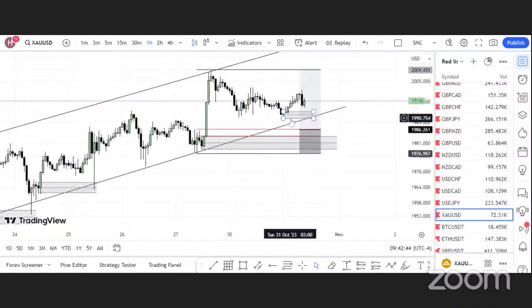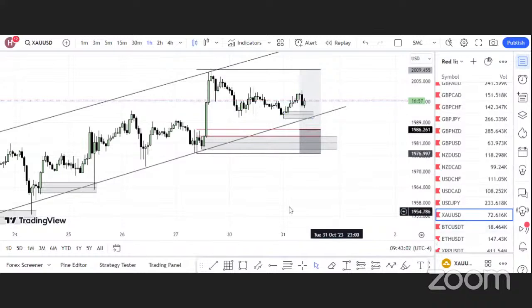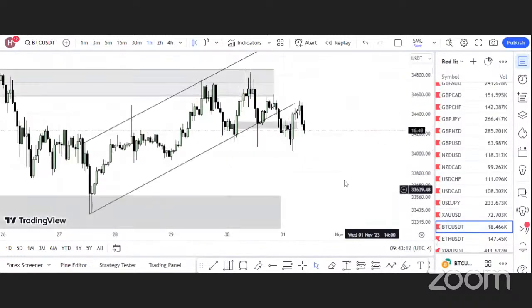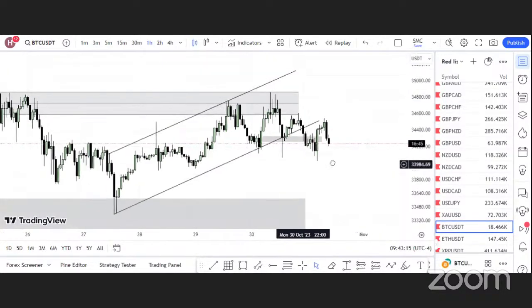These are equal lows, and the market is just going to take liquidity on the equal low. Okay, so this is the analysis for XAUUSD. No opportunity to buy or sell. Let's go to BTCUSDT. Let's go see what the cryptocurrencies are up to.